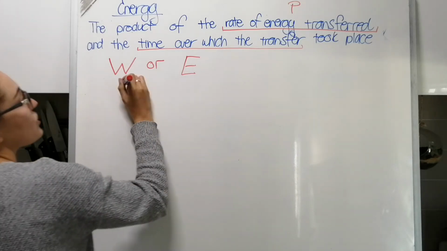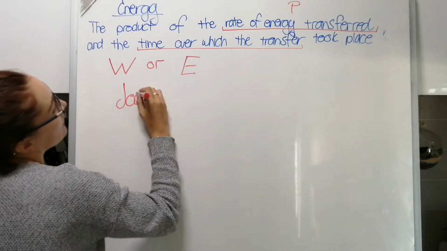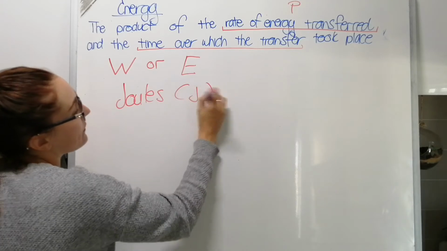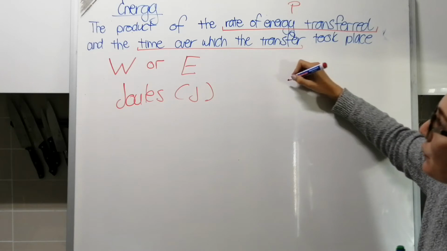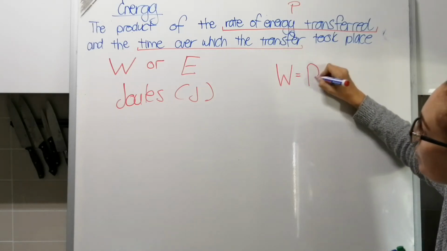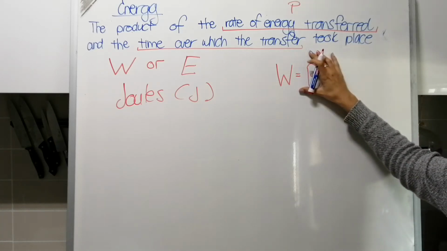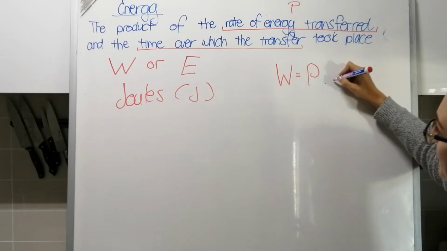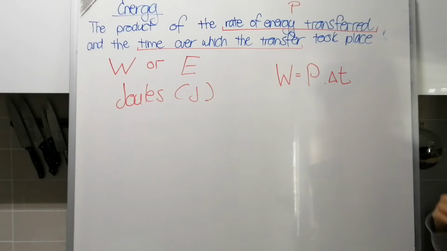And our unit of measurement is joules, which is J. Okay, and this definition basically gives us our main formula. Our main formula is that energy is equal to the product of the power dissipated by a component multiplied by the time over which that power was dissipated. So it's a product of the power times the change in time.